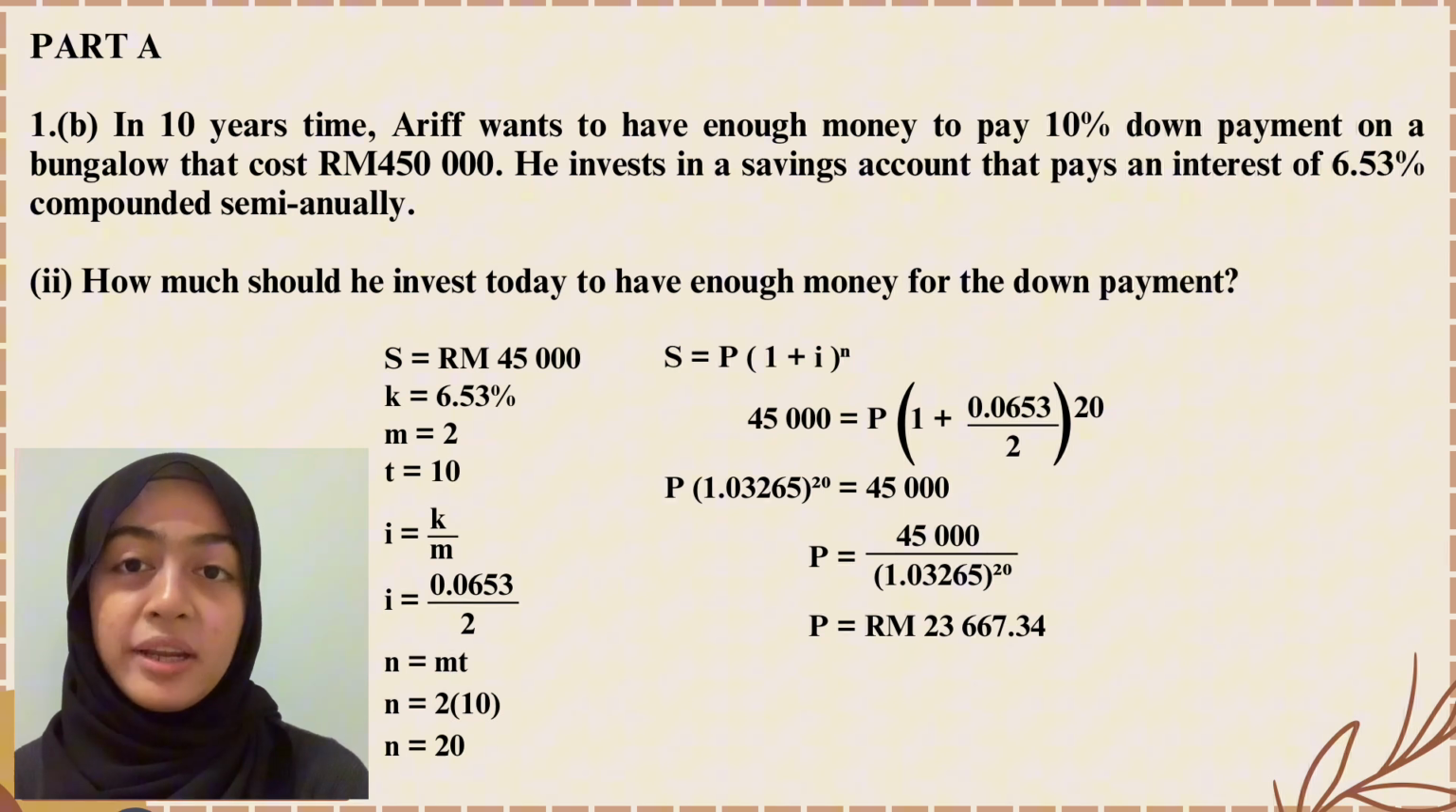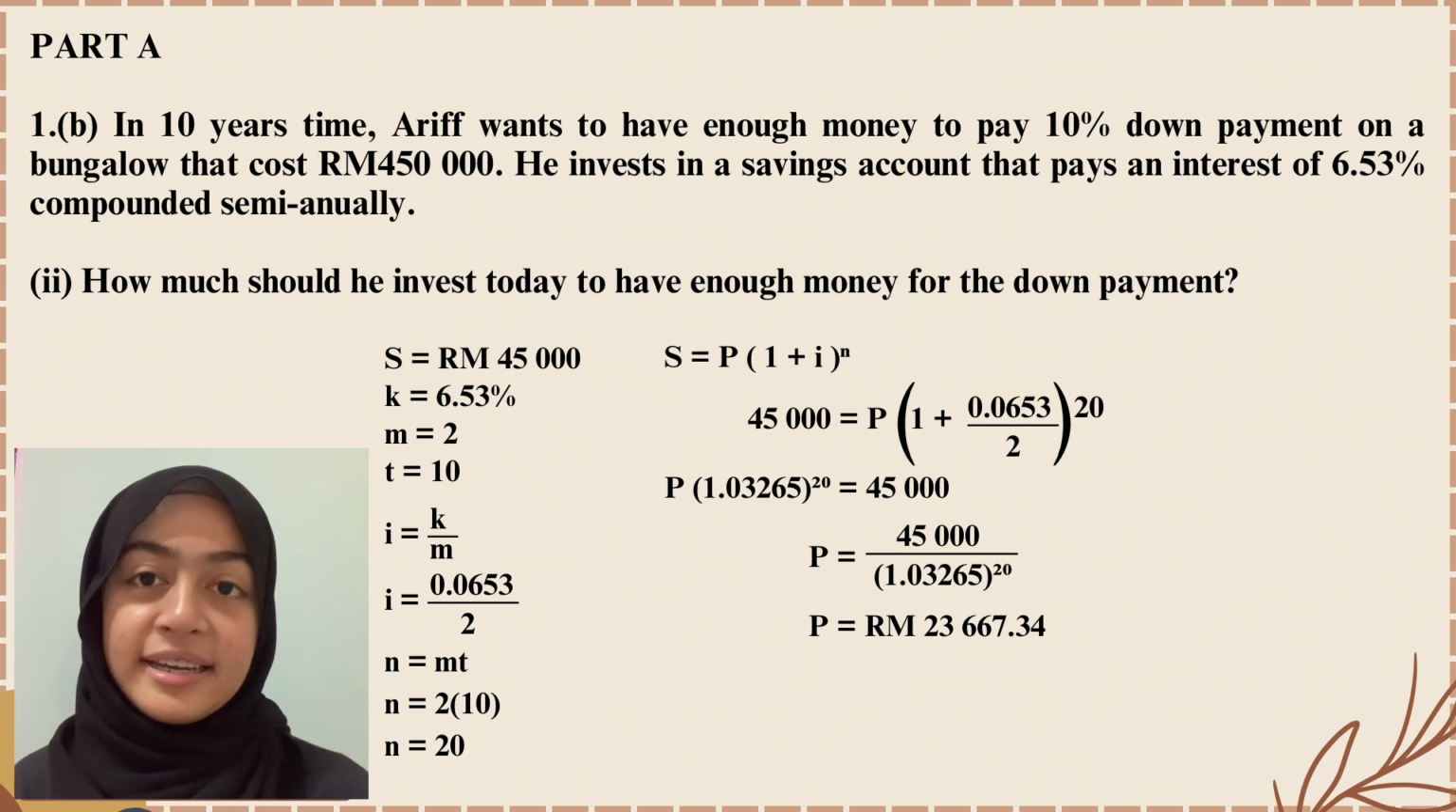Next, for question B part 2, how much should you invest today to have enough money for the down payment? From the question, we find S equals 45,000 ringgit, nominal interest rate k equals 6.53%, frequency of conversion m equals 2, the interest period t equals 10 years, and P refers to the amount that he should invest today to have enough money for the down payment. For this question, we will be using the future value formula, where i equals 0.0653 divided by 2, and n equals 2 multiplied by 10, which is 20. We substitute all the information into the formula, and the amount that he should invest today to have enough money for the down payment is 23,667 ringgit and 34 cents.